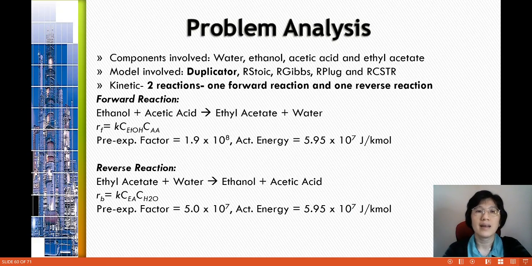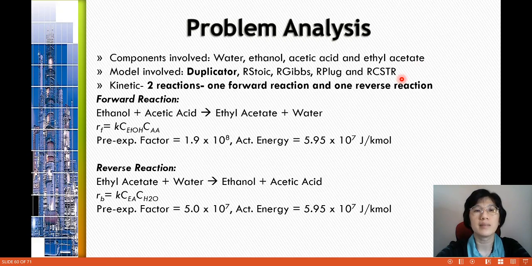So let's analyze the problem. The components involved in this case, of course, we have to include the reactants as well as the products. In the case you are having other impurities in your raw material or in your product, you have to include all in the list of components.